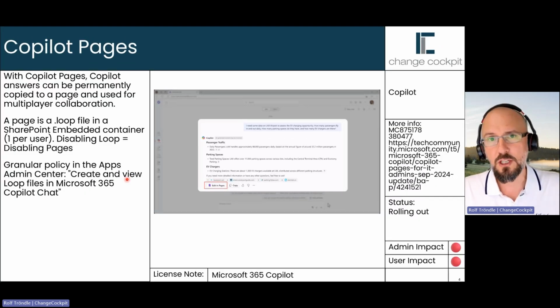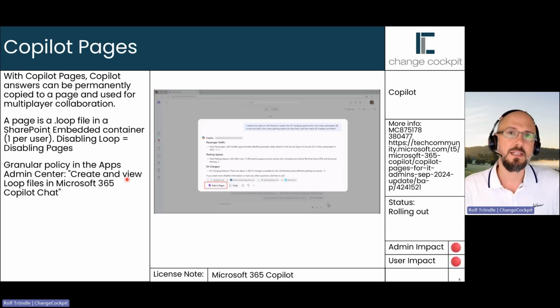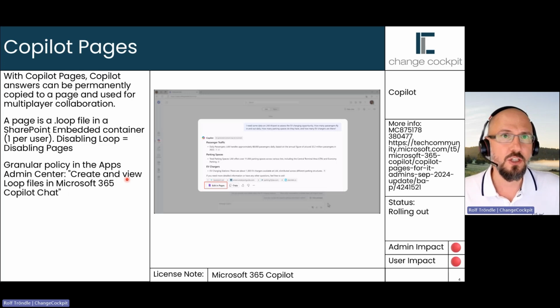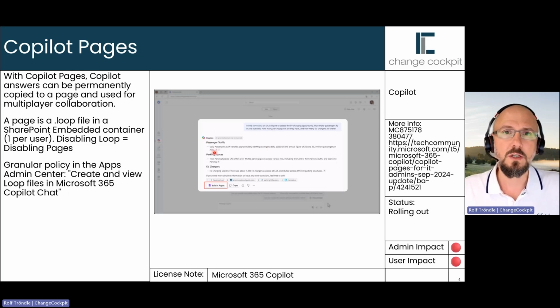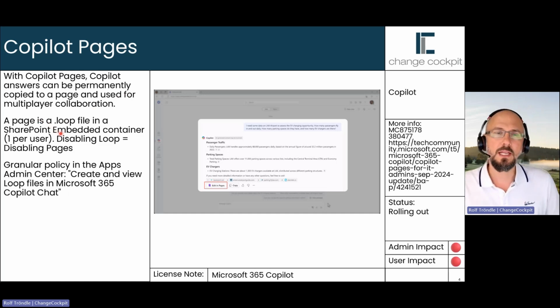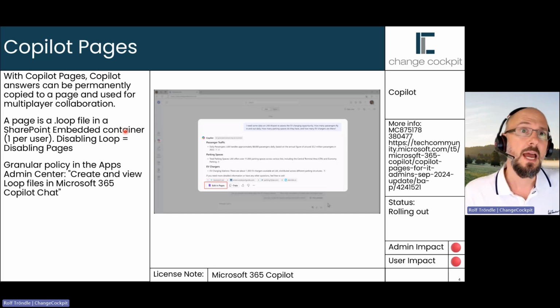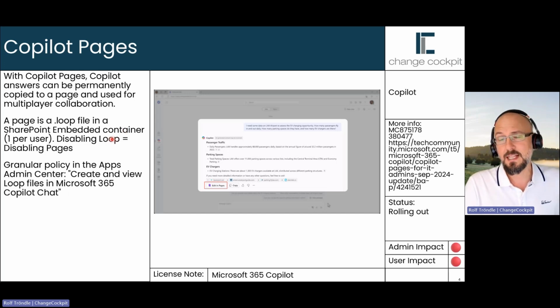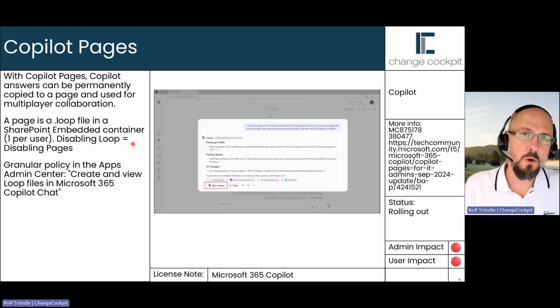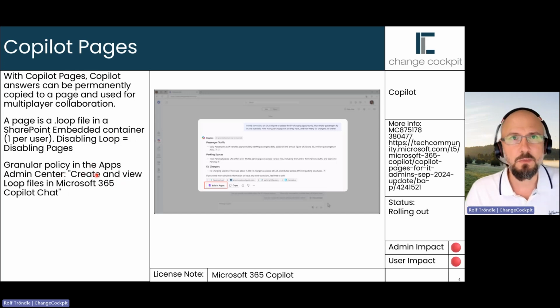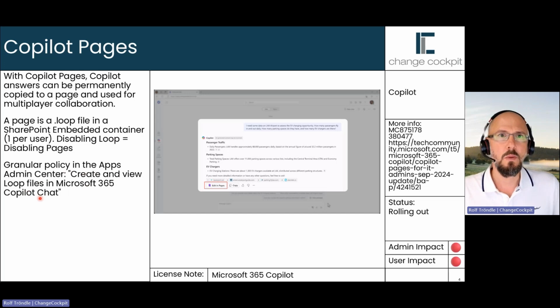Because this is a new object, Copilot Pages is technically a Loop component. This will enable multiplayer collaboration, so you can invite other people to co-author with you on the Copilot responses in this Copilot Pages. As just mentioned, it's a Loop component, which will be stored in a SharePoint Embedded container, one per user in your tenant. And if you disabled Loop, then this would also disable Pages. But if you enabled Loop but want to disable only Pages, then you can use an Apps admin center policy, create and view Loop files in Microsoft 365 Copilot chat.